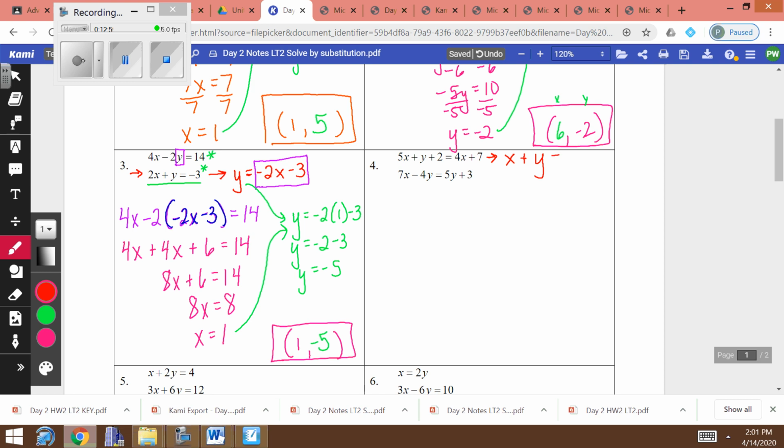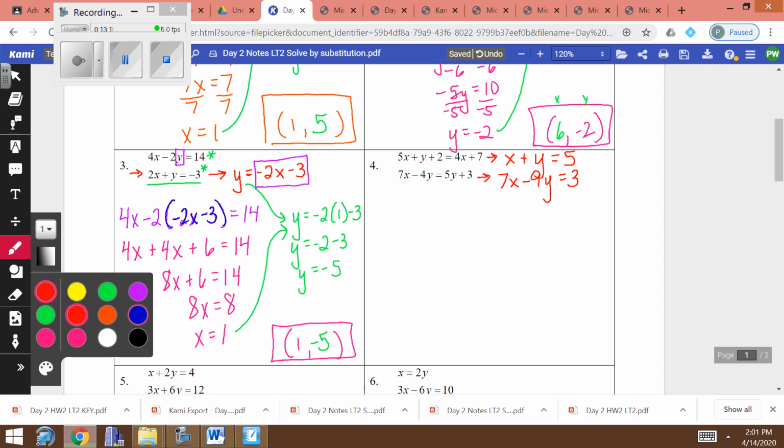I'm going to subtract the 2, and that gives me 5. And then right here, I'm going to put this one into standard form as well. I'm going to subtract the 5y, so we get 7x. And notice that's going to be minus 9y is equal to 3. I typically like to kind of get everything together.